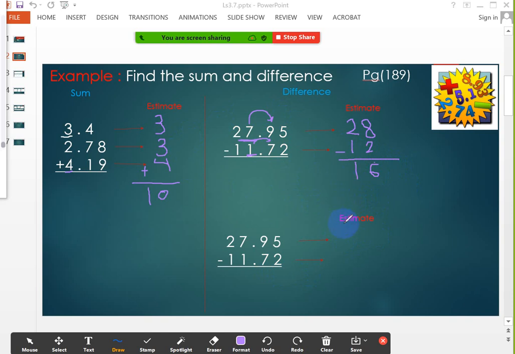Now, someone may ask me, teacher, can I estimate or round the numbers to the nearest tens? 10, not tenth, okay? I will say to you, yes, of course. Because I want to make the numbers whole. So, if you want to round the numbers to the nearest 10, okay? 10.